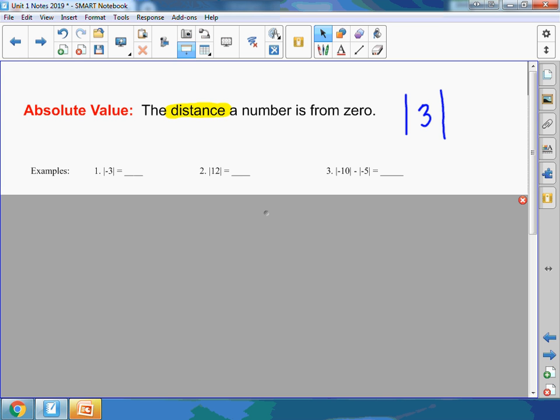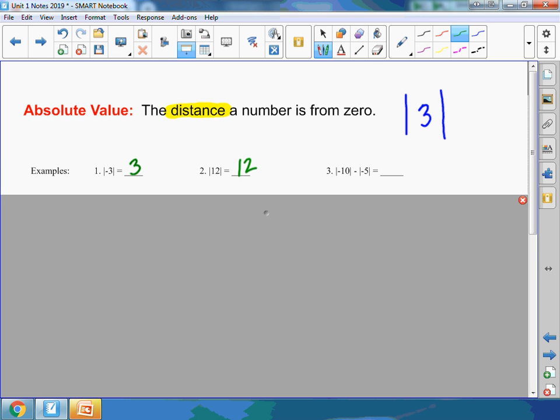Nolan? Yeah, it's just 3. It doesn't matter that it goes to the left, it's still 3. How about number 2? The absolute value of 12. Dominic? 12, yeah. Number 3 is a little different. Now this involves an operation.